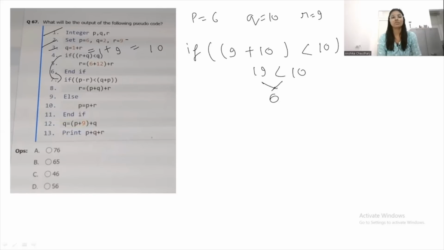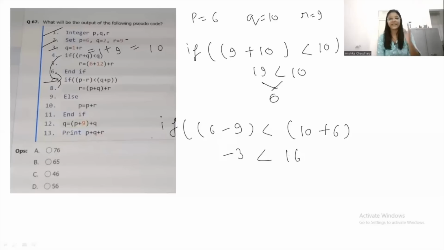Then we will come to line number 7 and again we have to check for a condition. If p minus r is less than q plus p. What was the value of p? P is 6 minus r, r value is 9. And q was 10 plus p was 6. So 6 minus 9 will become minus 3, and it is less than 10 plus 6, so it will become 16, right? So this value will give us 1, because minus 3 is less than 16.